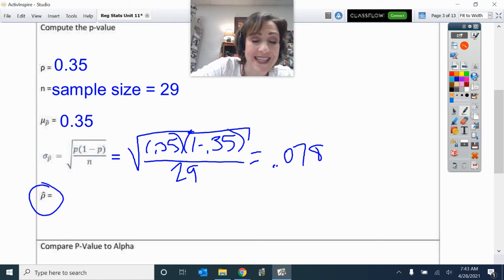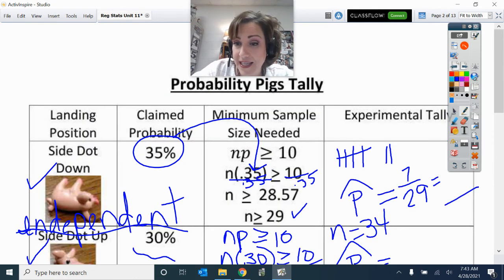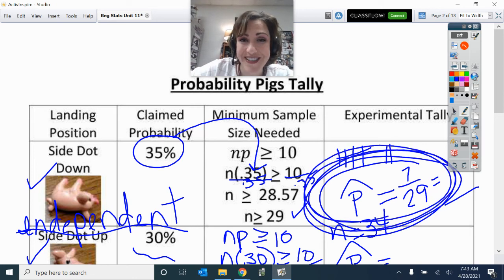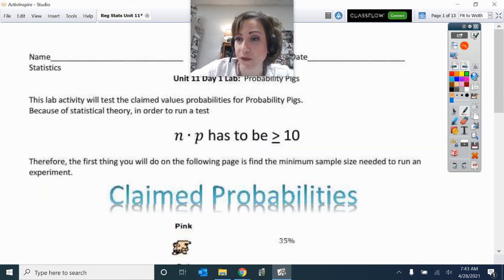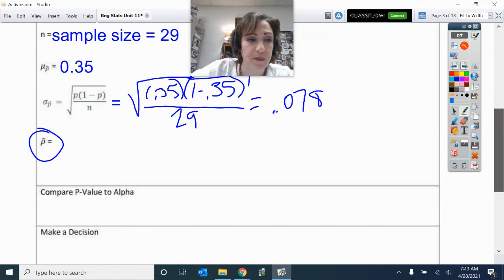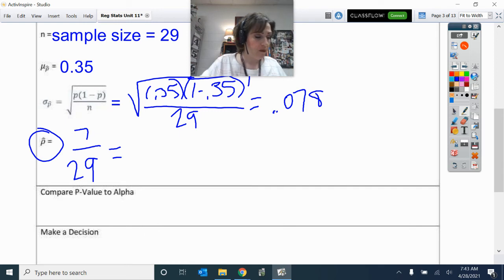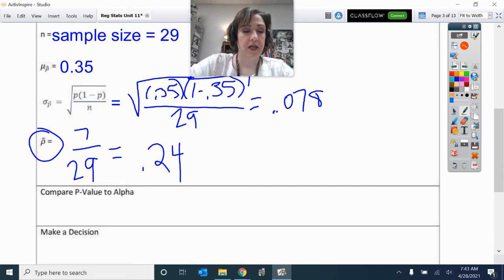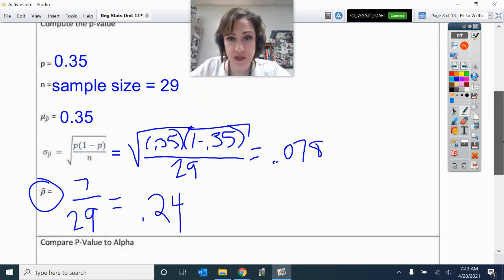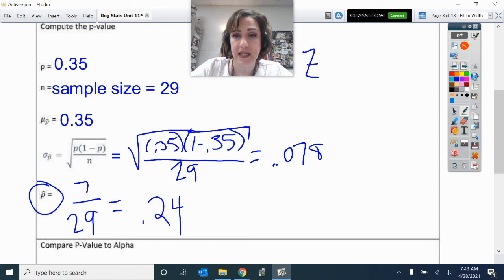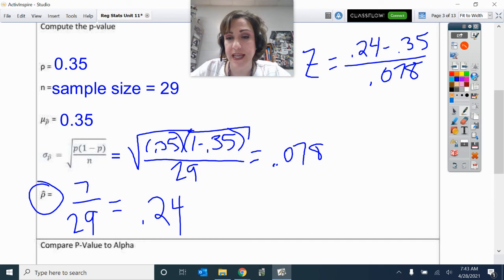Okay, now what about this p hat? That is this here, your sample results. So again, everybody has different results on that. Okay, so here I'm going to put, if I got 7 out of 29, then I'm going to figure out what that proportion is. I don't know what that is, so I'll figure that out real quick. Okay, because then I'm going to use that in my z-score. 0.24. All right. And then you know what to do from here. I'm going to do my z-score. It's going to be my p hat minus the p over the standard deviation. Okay, I don't know what that is.